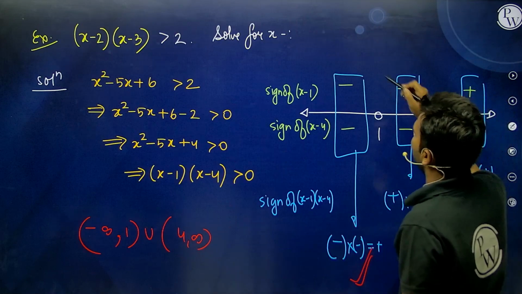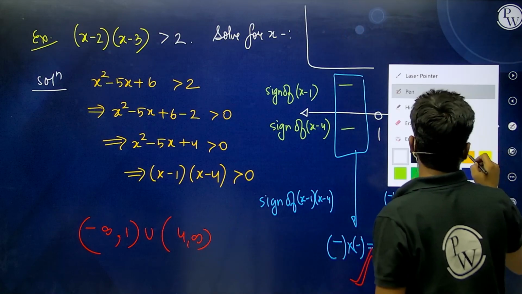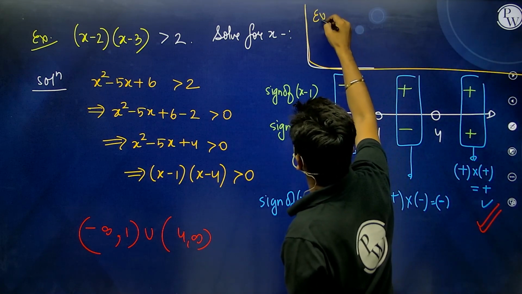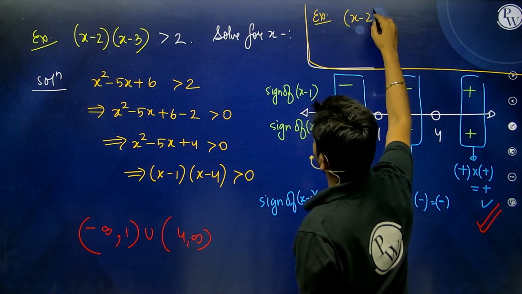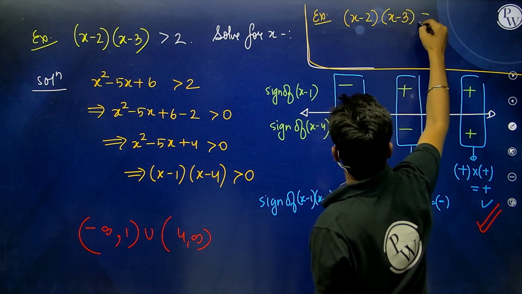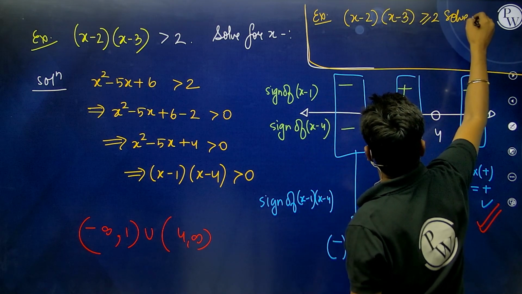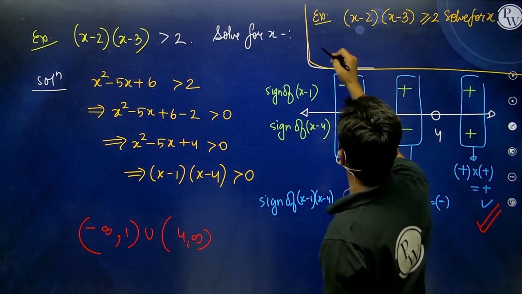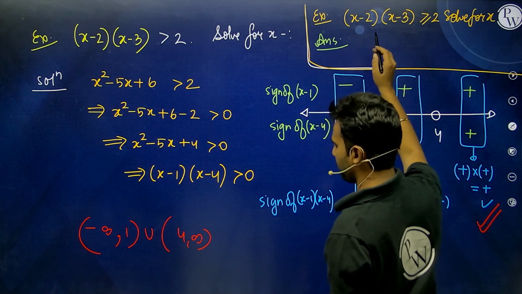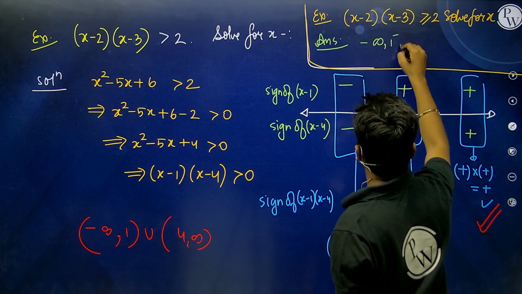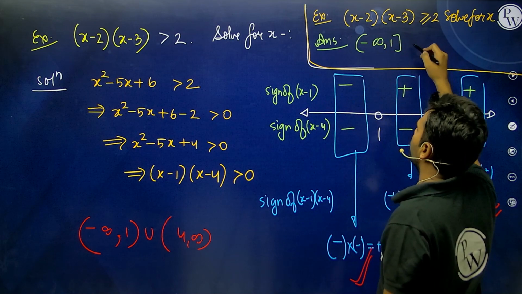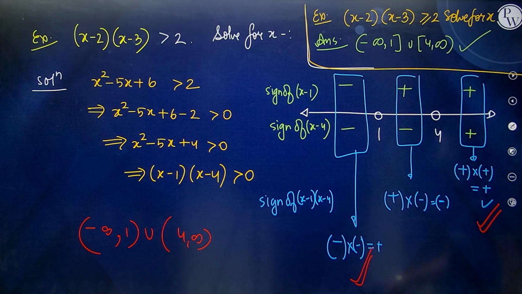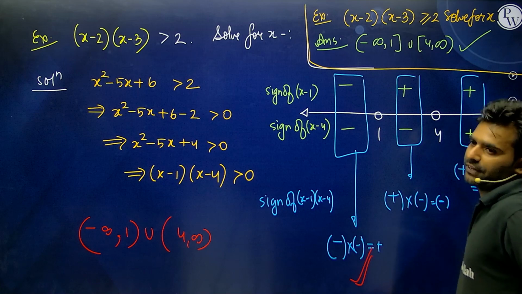And if I ask you over here, let's say, example, x minus 2 times x minus 3 is greater than or equal to 2, solve for x. Equality is written. Then the answer would have been minus infinity to 1. Infinity and minus infinity we always put an open bracket. Understood everyone? Anyone having any sort of difficulty in this, feel free to ask.